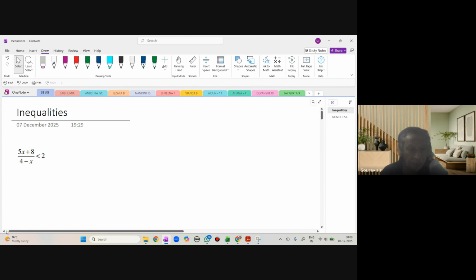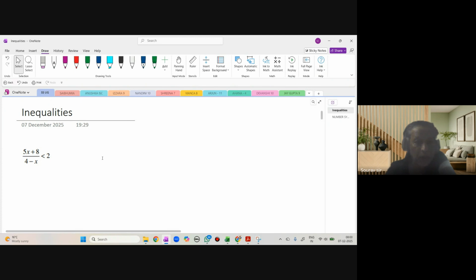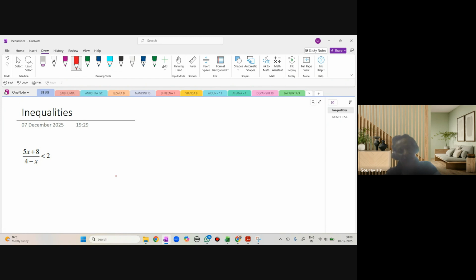So today we are going to do inequalities, right? Okay, let's start with this one. (5x + 8)/(4 - x) is less than 2. Now, how do we solve this?